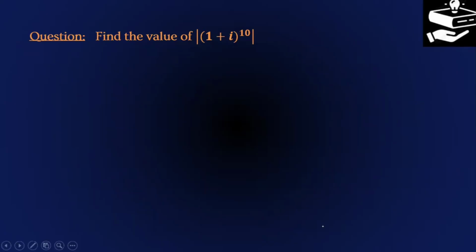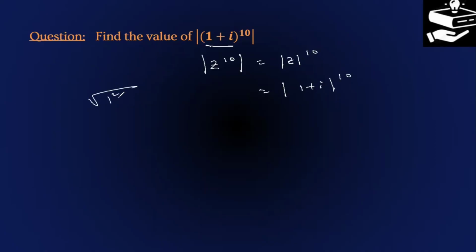So let's say 1 plus i is basically z. You can see that this is the complex number. So mod of z to the power 10. As per the property, it should be mod z whole to the power 10. Now, mod z means what? Mod of 1 plus i. A few times back we did that. Mod of 1 plus i is equal to root over 1 square plus 1 square, which is root 2. So it is root 2 whole to the power 10.